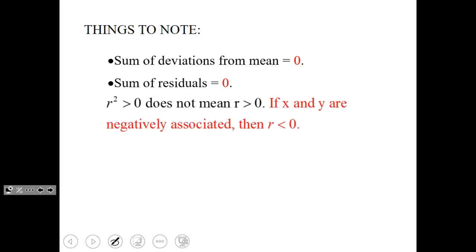Next one, remember, R squared is always going to be greater than or equal to 0. It's going to be positive. But that doesn't mean R is greater than 0.